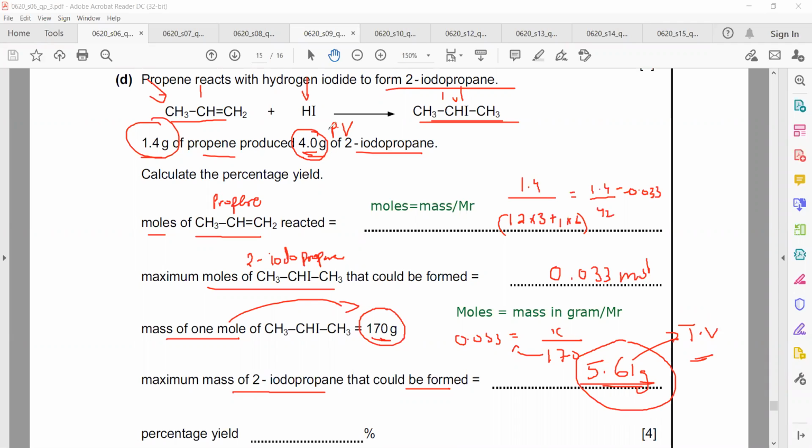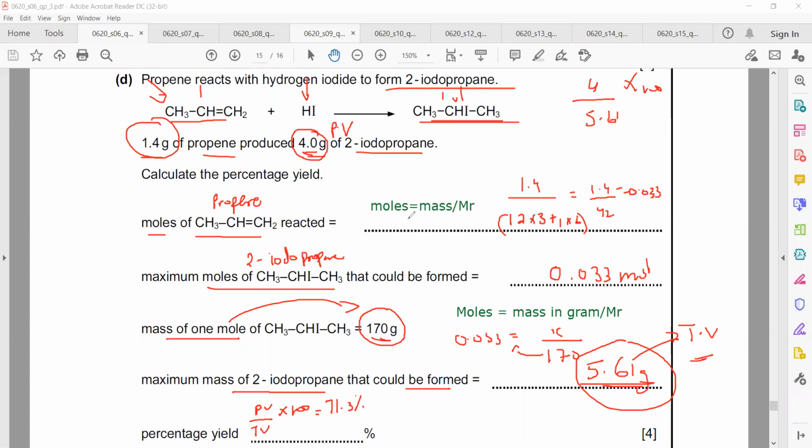But practically we are getting only 4 grams. How to find the percentage yield? It is the practical value divided by the theoretical value, multiplied by 100. So practically we are getting 4, theoretically we are getting 5.61, and multiplied by 100, this is only 71.3%. So 71.3% is actually converted into what we want.